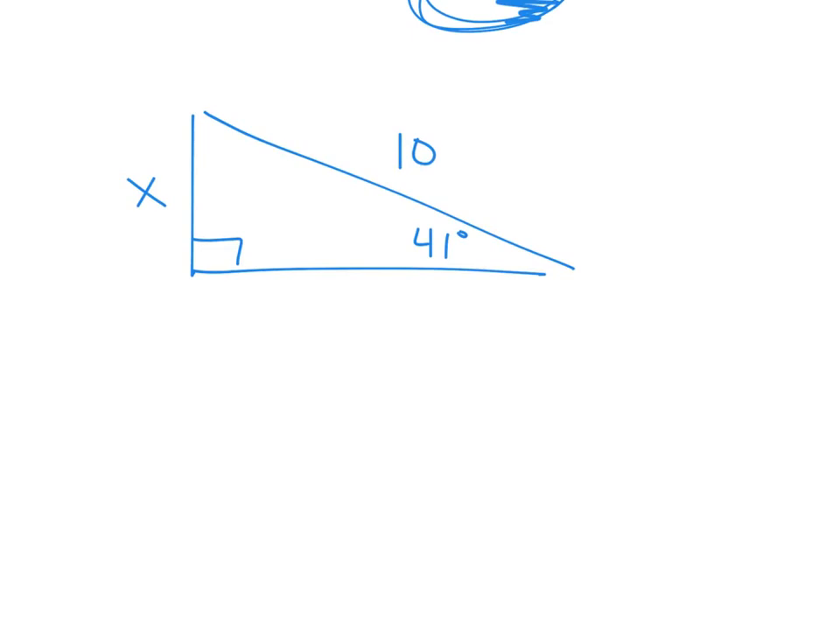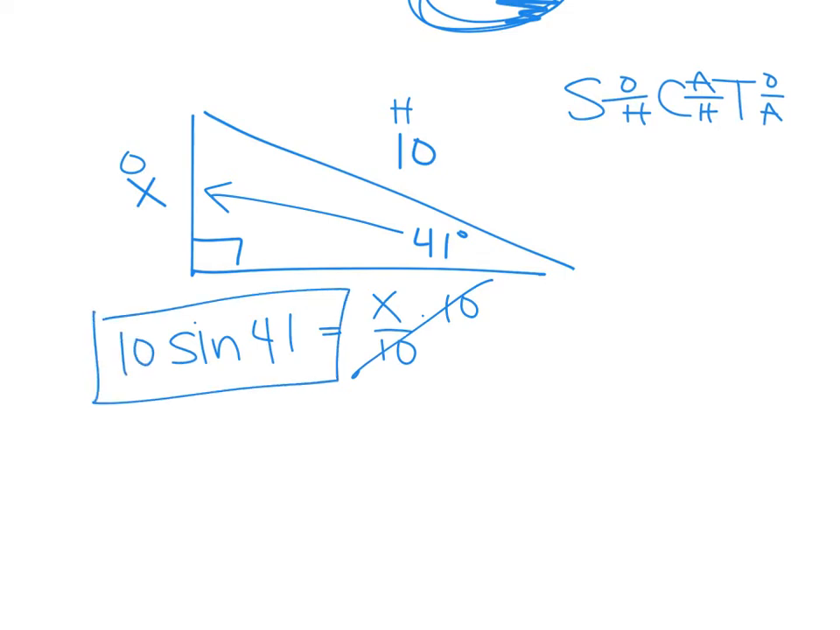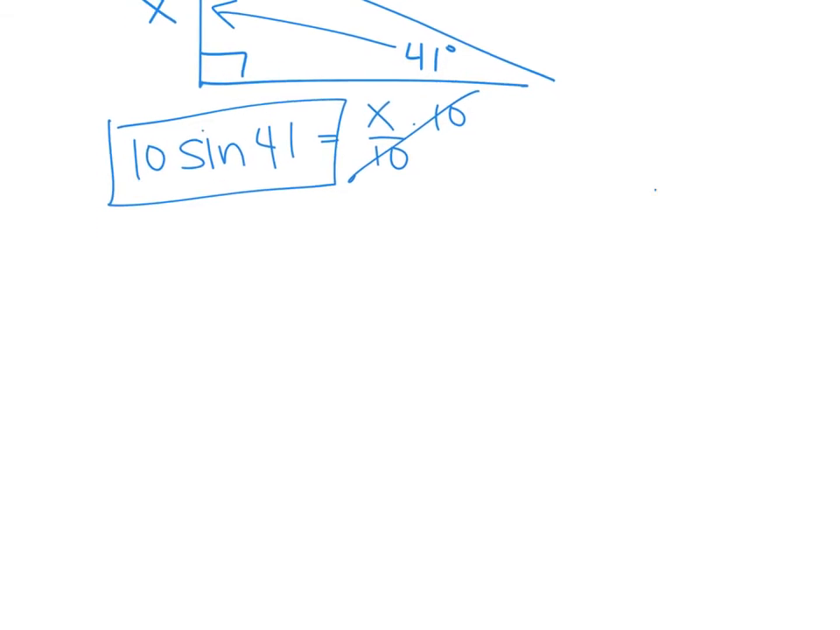Okay, which trig function? This would be sine, opposite and hypotenuse, right? SOHCAHTOA. Write it down at the top of your test so that you know it, okay? So this would be sine 41 equals x over 10. And how do you solve that? Multiply both sides by 10. So you get this, 10 sine 41, okay?